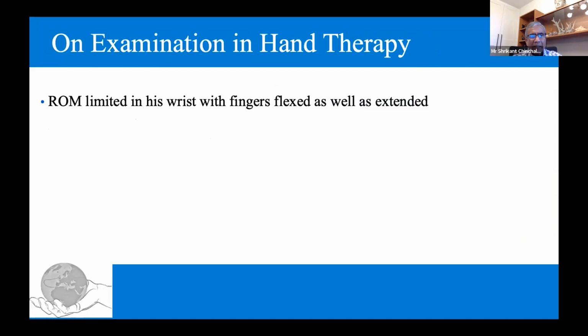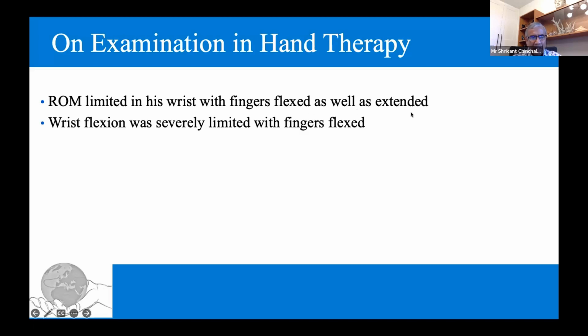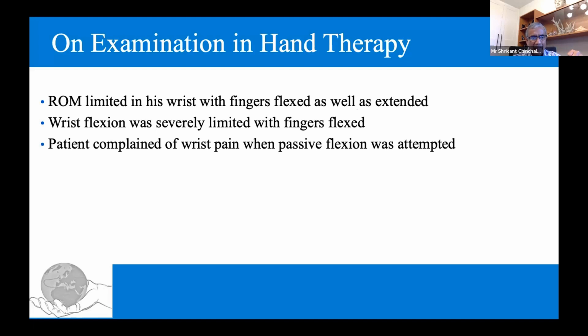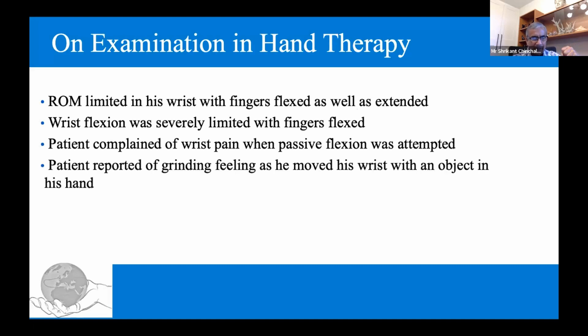So on examination in hand therapy, we identified that he was unable to move his wrist with fingers. His range of motion was limited in his wrist with fingers flexed as well as fingers extended. We identified that the wrist flexion was severely limited when the fingers were flexed. The patient complained of wrist pain when passive flexion of the wrist was attempted with fingers in a flexed position.